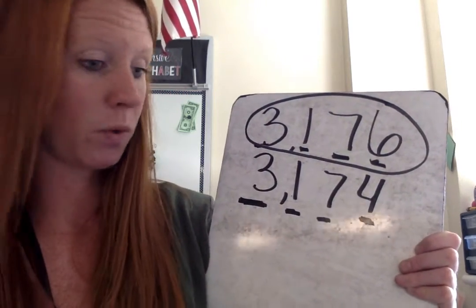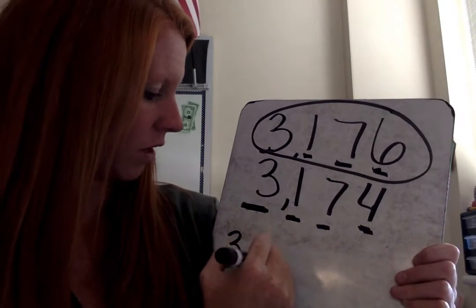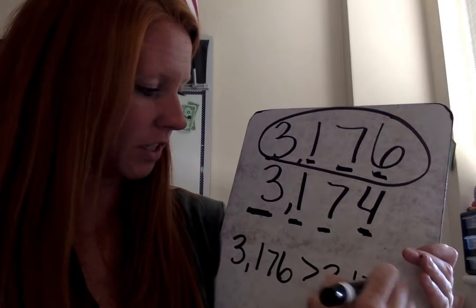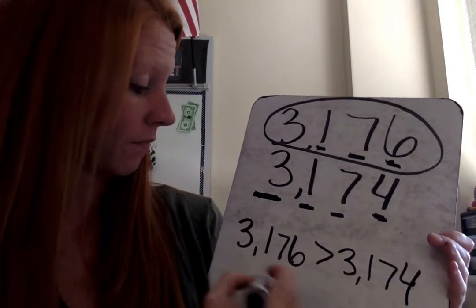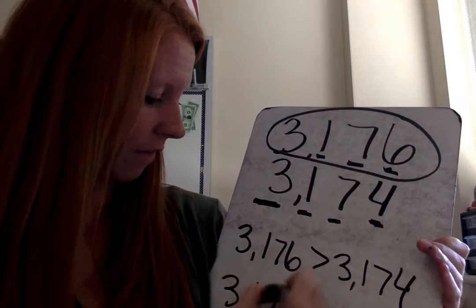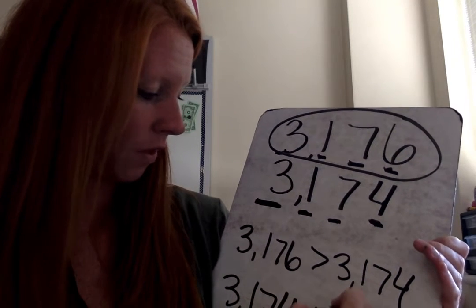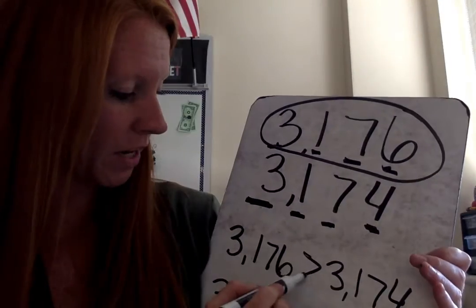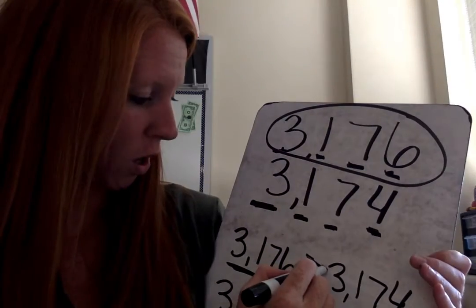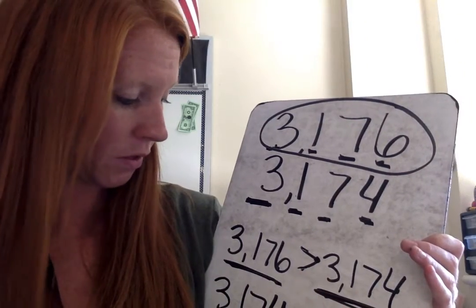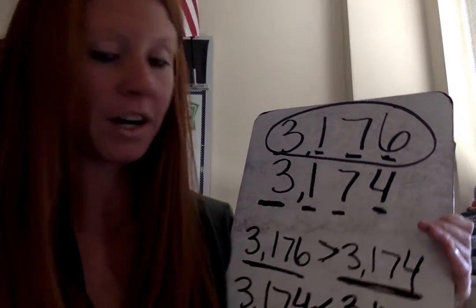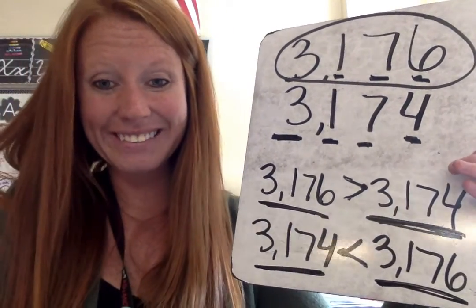Okay, so I can write that in a couple ways. 3,176 is greater than 3,174. Or 3,174 is less than 3,176. Big opening, big number. Small opening, smaller number. Okay? Let's just do one more to make sure that you got it.